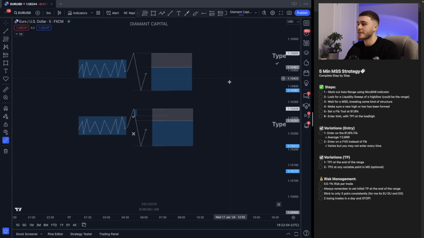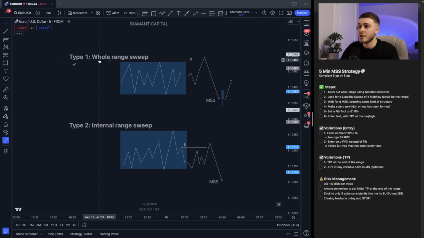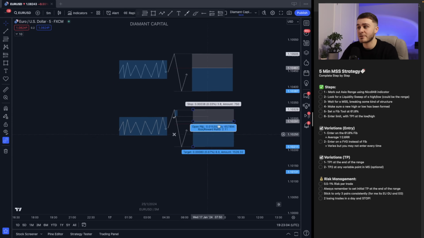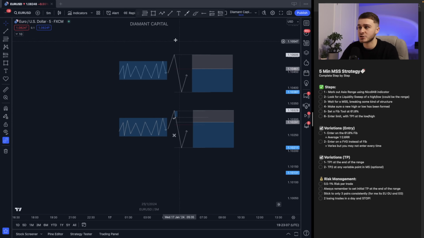Anyways, let's get back into everything. So we've come up to the point now where we've identified we've got type 1, a whole range sweep, type 2, an internal range sweep, then also the different variations of what you can actually use. So let's just call this type 1 entry, and we're going to call this the 61.8% fib. Let's make this bold as well.